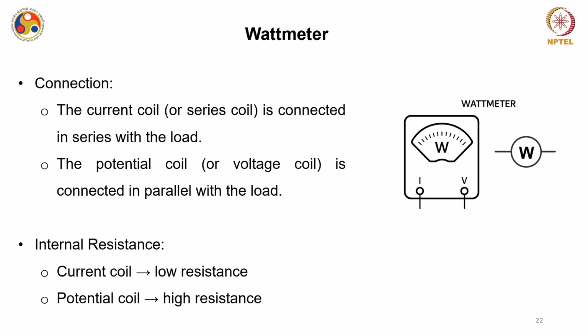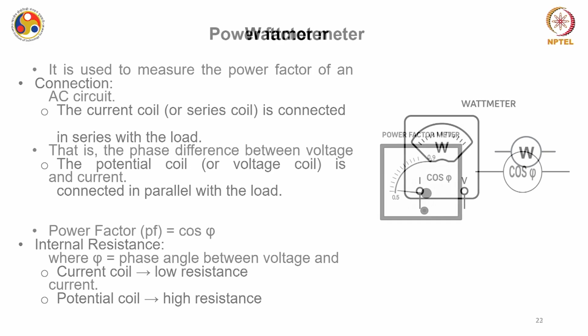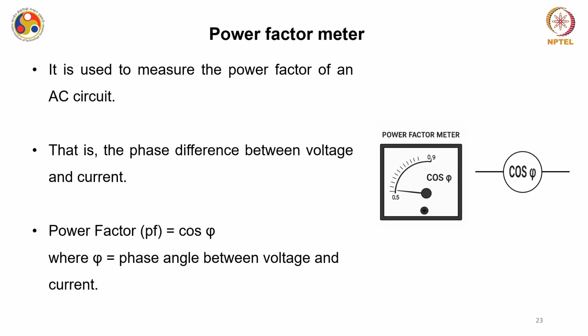The connection is very simple. It has two coils. The current coil or the series coil is connected in series with the load, and the potential coil or the voltage coil is connected in parallel with the load. The internal resistance is very similar to what we have just seen for the ammeter and voltmeter. The current coil will have low resistance and the potential coil will have high resistance.